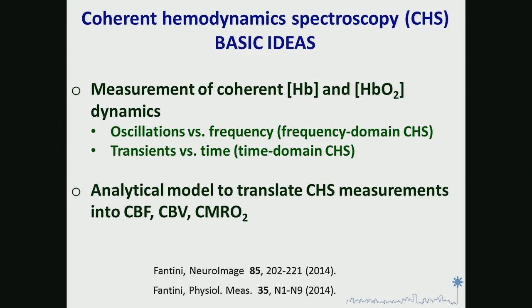So this would be a model-independent approach, but one additional step, one new dimension, is introduced by an analytical model that relates oxy and deoxyhemoglobin concentrations to physiological quantities such as blood flow, blood volume, and metabolic rate of oxygen. So the idea is to use this model to translate CHS measurements into meaningful physiological parameters. All of this is described in detail in these two publications in the special issue on fNIRS in NeuroImage, and in Physiological Measurement. So those are the basic ideas of coherent hemodynamic spectroscopy.